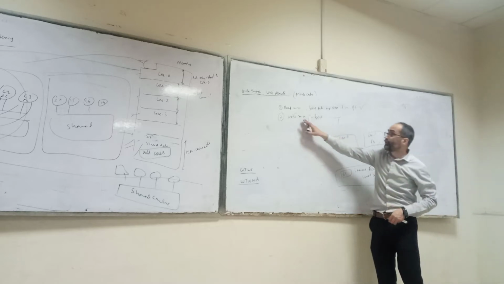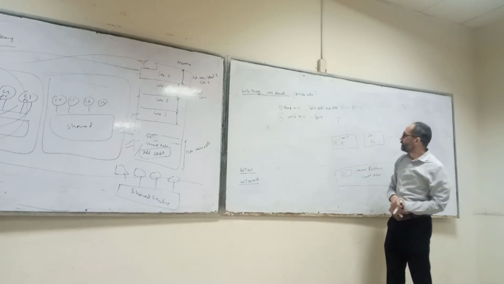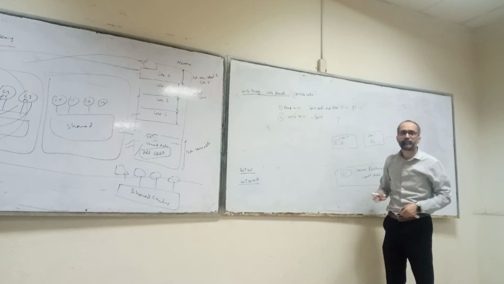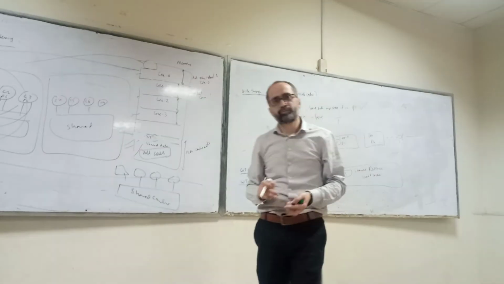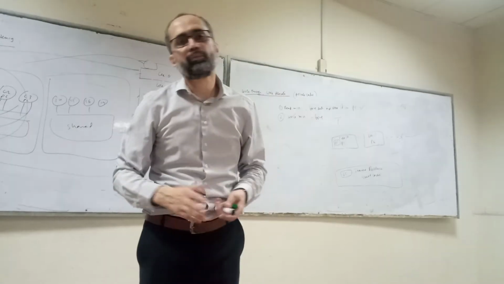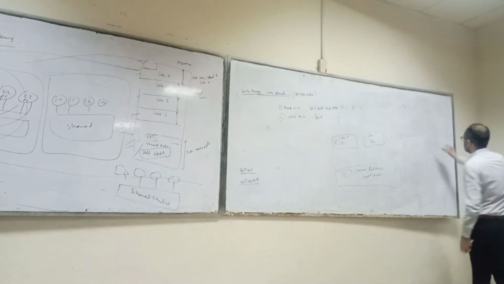Now let's assume we have a write miss. How can a write miss happen? What does a write miss mean? You want to write some data and that data does not exist in the cache. I will explain this with an example.